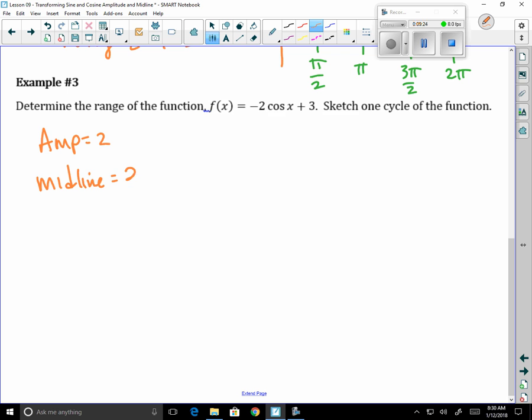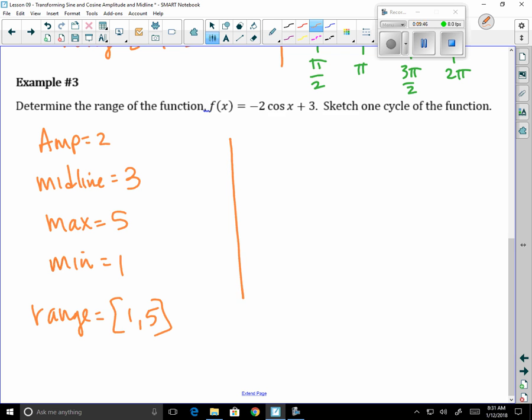I know the midline is 3. Well, if that's the case, then that means the maximum's 5, because if I start at 3 and go up 2, I'm at 5. The minimum value is 1, because if I start at 3 and go down 2, I'm at 1. Meaning the range is from 1 to 5.